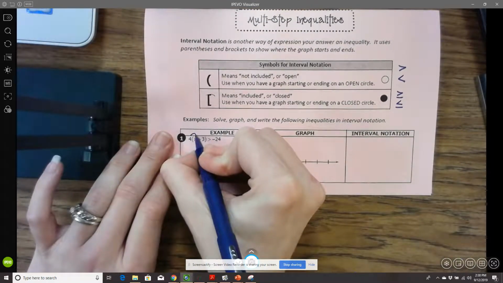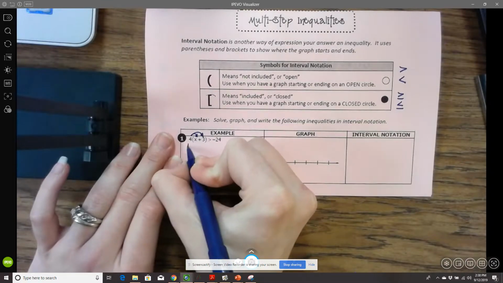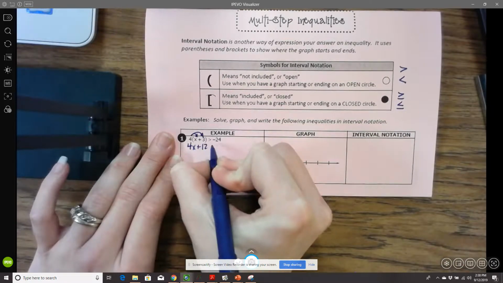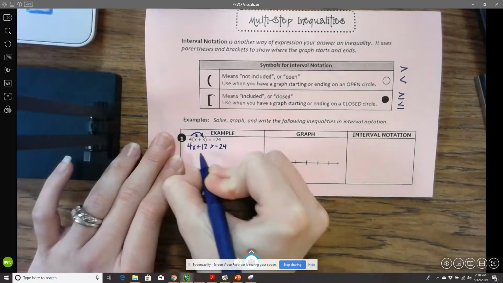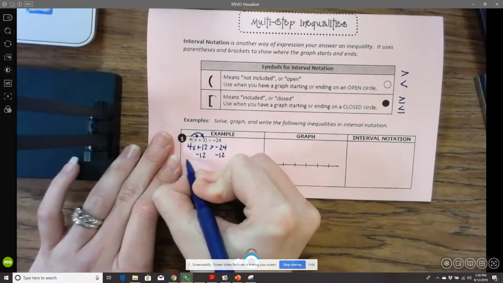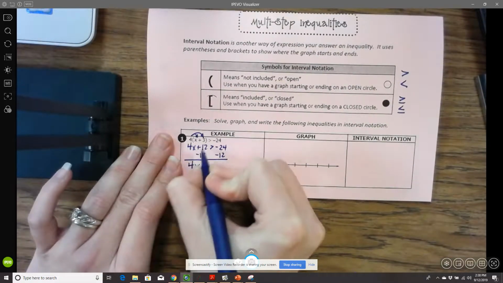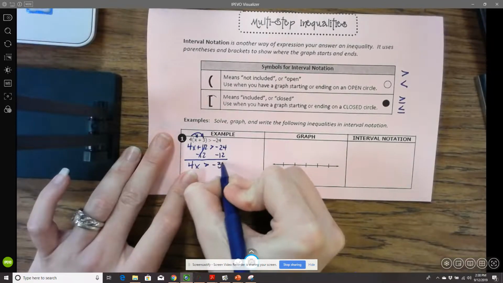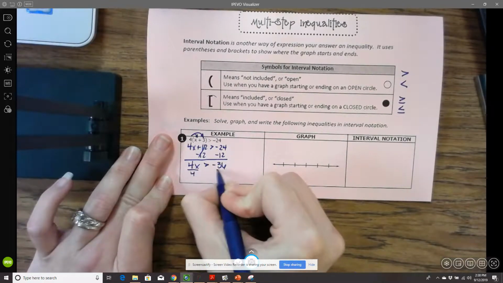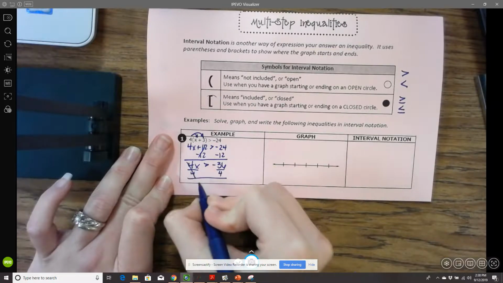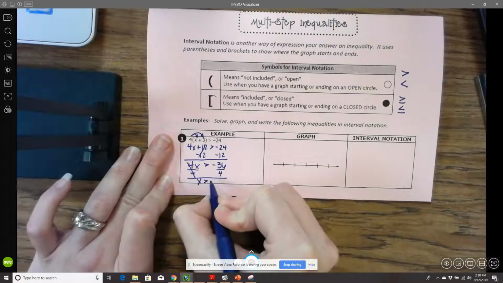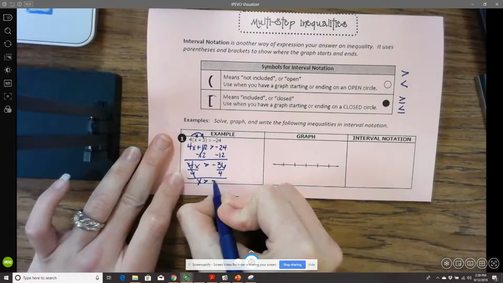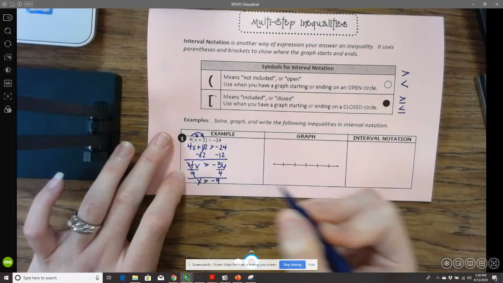The first thing we need to do is distribute. And then we're going to subtract 12 from both sides. And so we get negative 36. And then we divide by 4. And then x is going to be greater than or equal to negative 9.